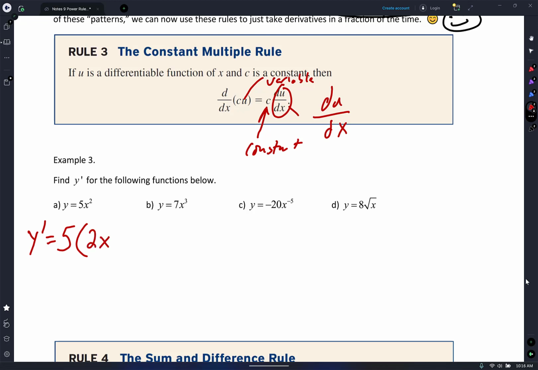2x. It really is 2x dx dx. It really is that. But what is something divided by the same thing? 1. So usually we don't write dx dx. We just write, so I'll write it right here. What's 5 times 2? We just wrote 10x.